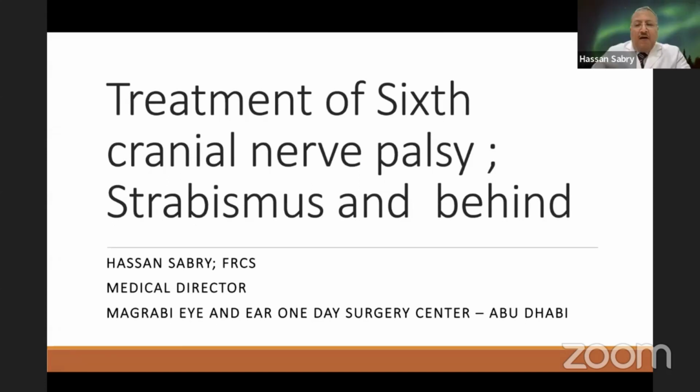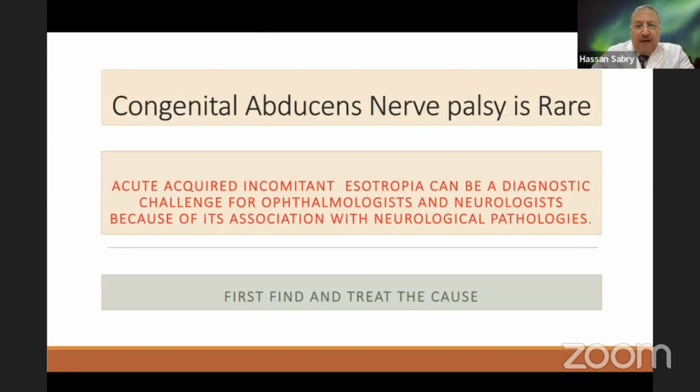Okay. I'm asked to talk about sixth cranial nerve palsy, abducens palsy. What I want to tell everybody is that congenital abducens nerve palsy is rare. We have to keep that in mind. So when we have an acquired case of incompetent dysotropia due to abducens nerve palsy, it's a challenge for the doctor and for the ophthalmologist because we want to know what happened. And management starts by first finding and treating the cause.